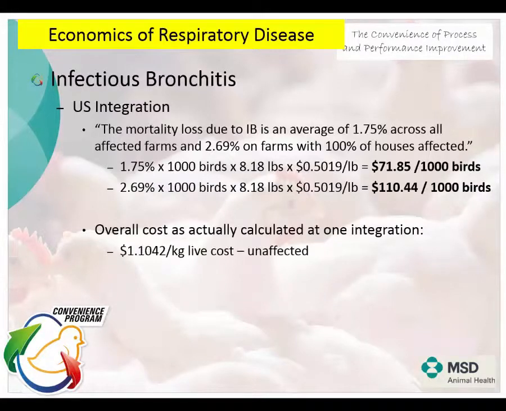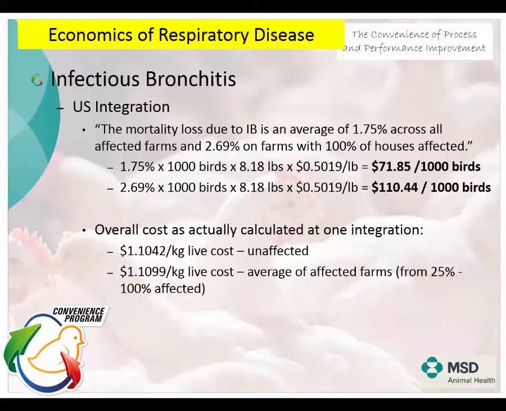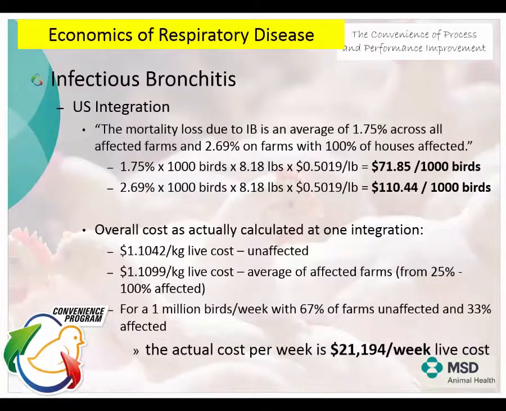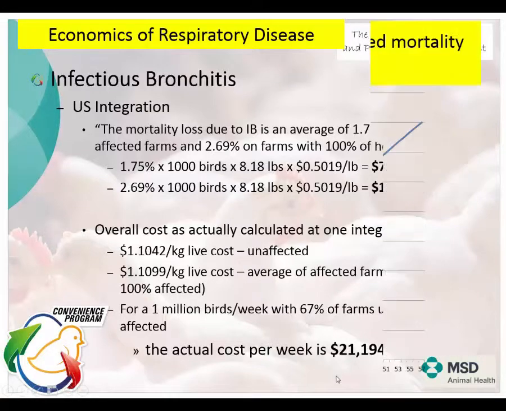And especially when you look at the add-up of all the costs, you will see that for a big integration with millions of birds, where you have a certain percentage of farms affected, it can easily add up to a cost increase of more than 20,000 US dollars a week.